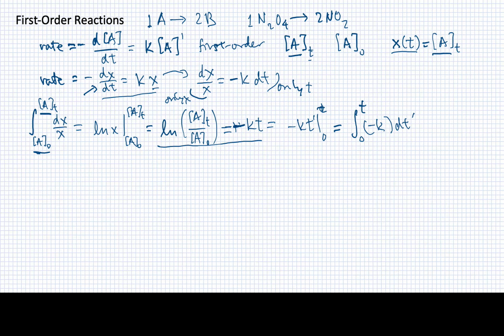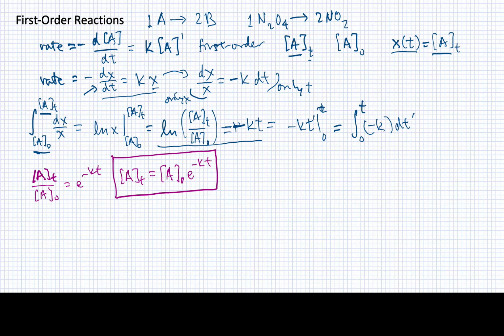Now, the way it's more commonly written is to undo the logarithm, and so I would write this as the ratio of A sub t to A0 is equal to e to the minus kt, or the concentration at time t is equal to its initial concentration times e to the minus kt. And so this is the way you'll often see the integrated rate law written for a first order equation.